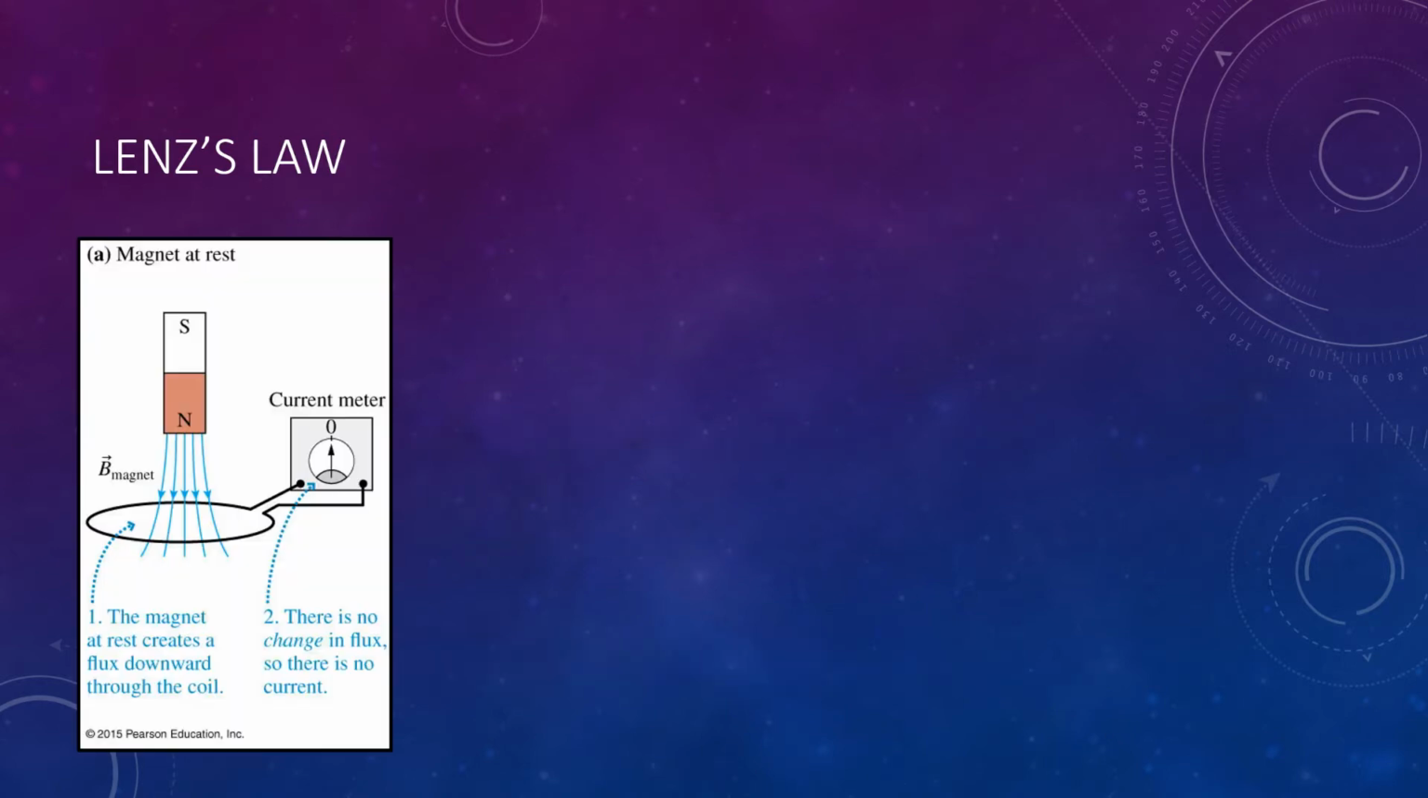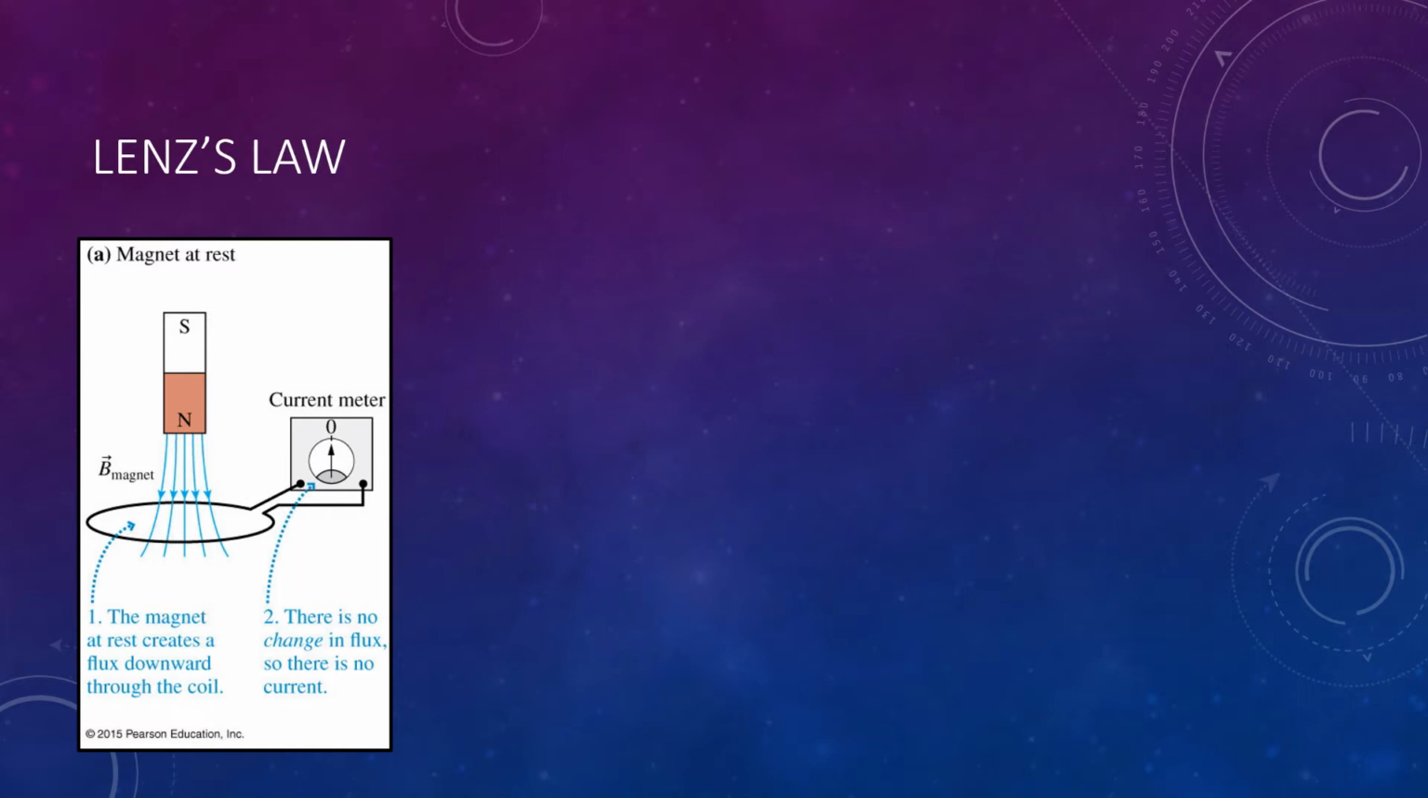So, let's look at a few visual examples, and then we'll summarize with a guide on how to use Lenz's law. So, we're going to go through three examples here. All of them include this situation. You have a bar magnet and a loop of wire with a meter on the side to detect if there is any current. So in our first example, we have the most simple, straightforward setup.